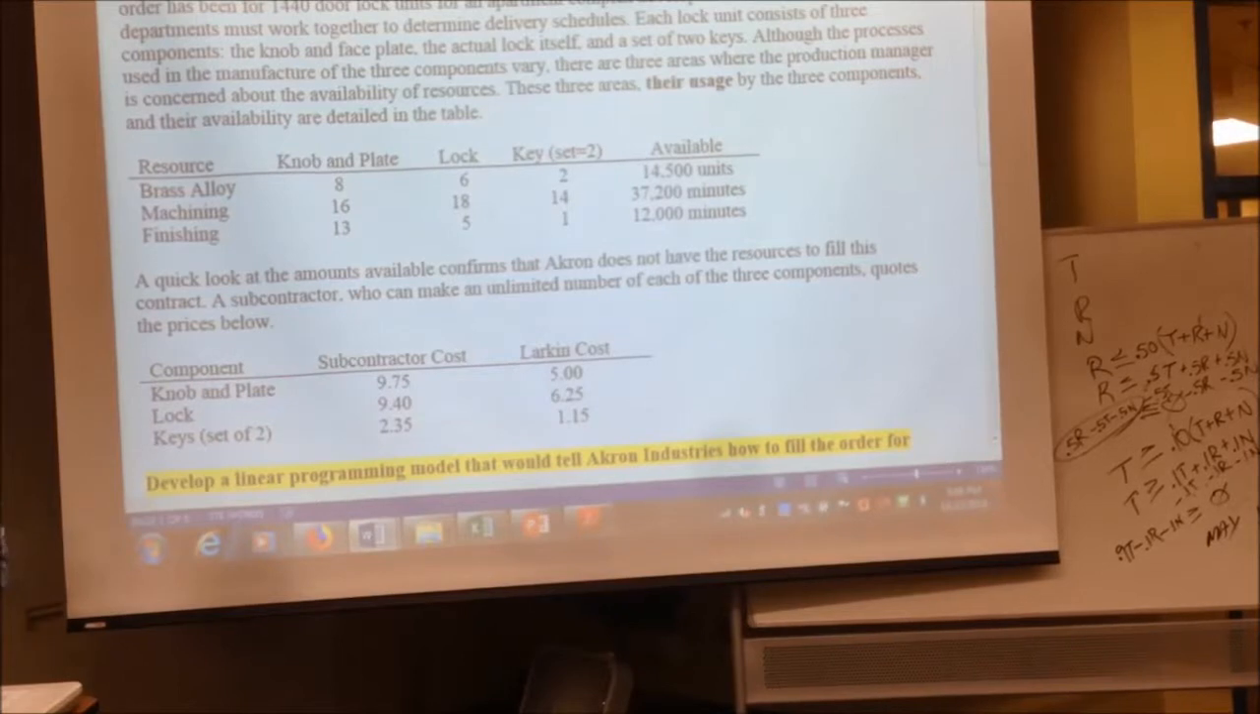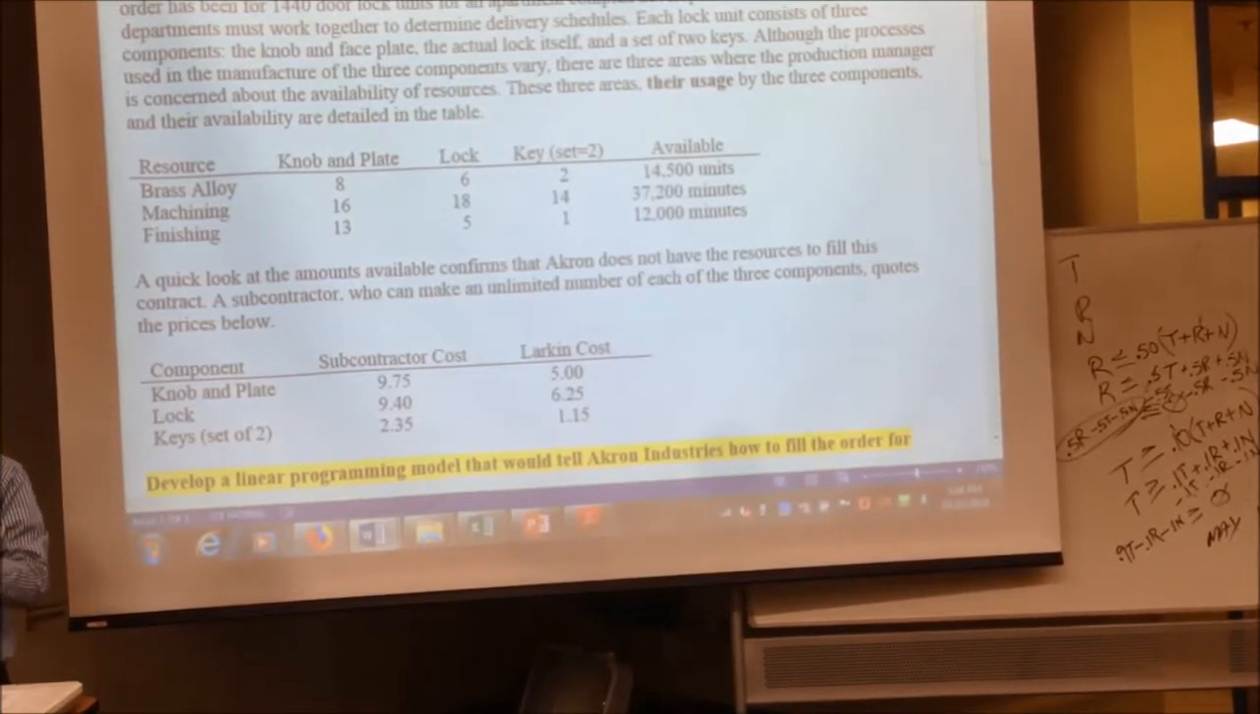I'm not going to tell you how many variables you have, but it's not 3. Let me tell you that. Because you have more decisions than just how many to make of the lock, how many to make of the set of keys. You have more decisions than that. The story continues.